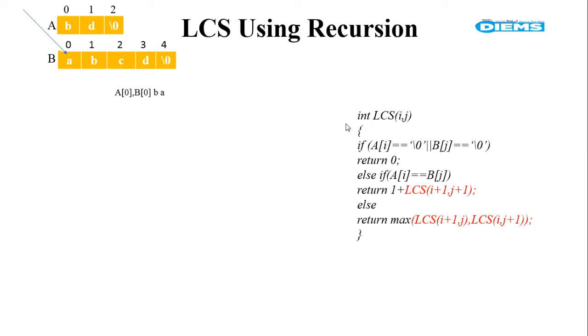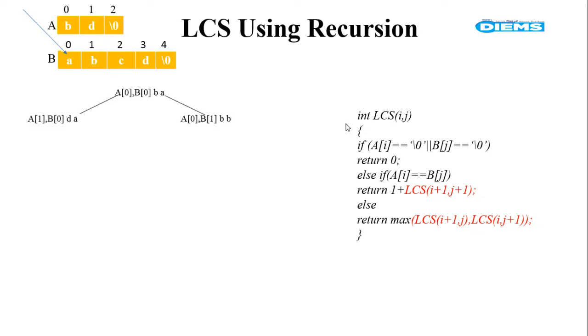So in the first call you are incrementing the value of i and keeping the value of j as it is, and in the second call you are keeping the value of i as it is and incrementing the value of j, and whatever the maximum value between these two, it will be written as the result. So for these two strings a and b, with the help of this code, we will try to construct a recursion tree here.